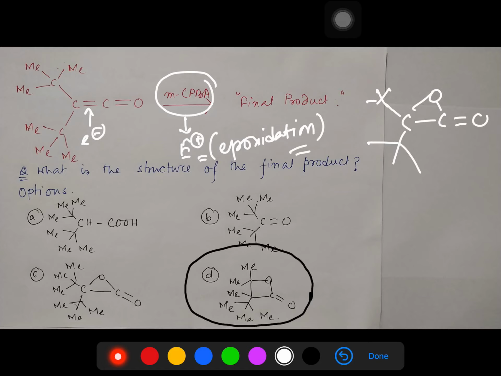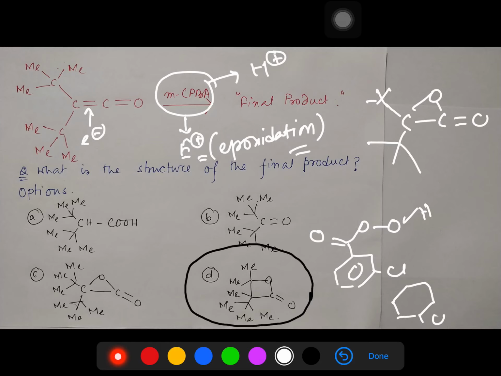Now, when you write this, just see it's a 3-member lactone, always unstable, point number 1. Second, it is in acid medium, meaning this MCPBA will produce acid after reaction. And another important piece of information: if you consider the acidity of this versus the corresponding meta-chloro acid, this meta-chloro number 2 is more acidic.